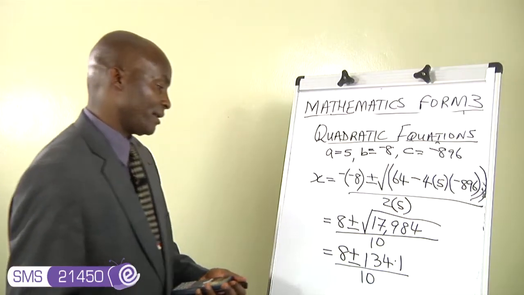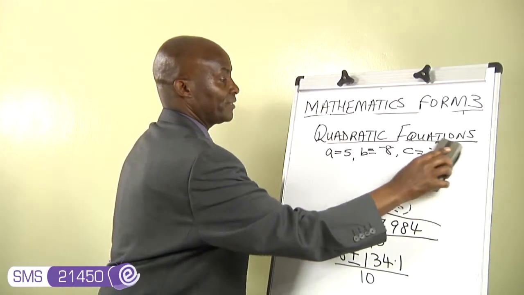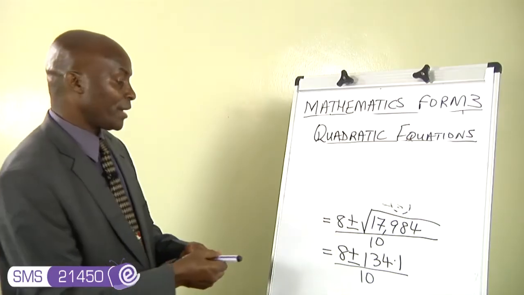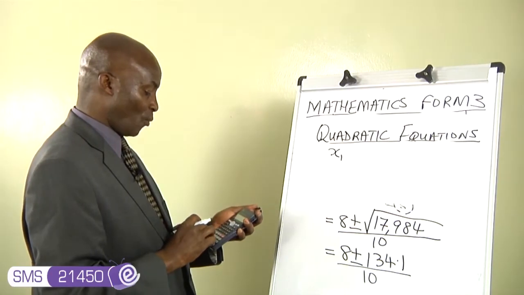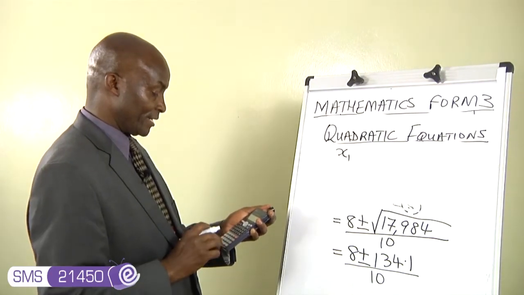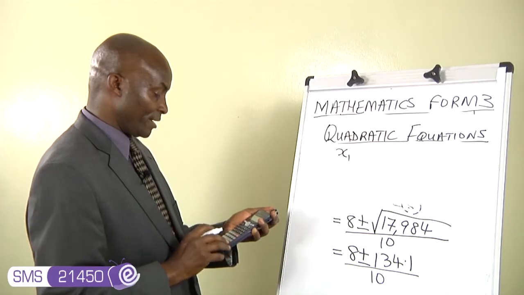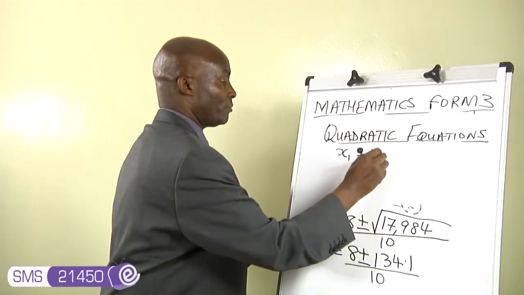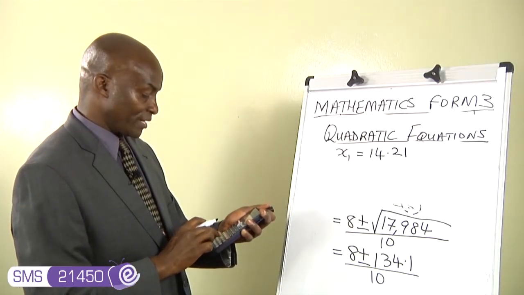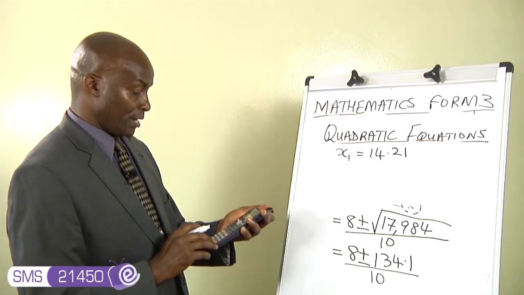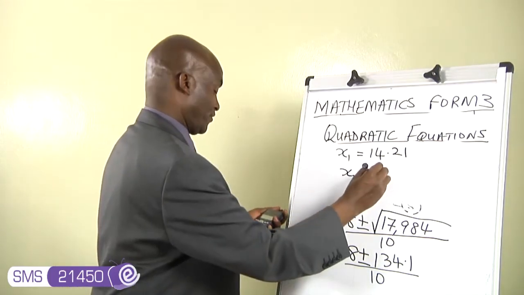Divide by 10. And so we will have two solutions, as we have had before. The first one is when we say plus. So x1 will be 134.1 plus 8. Then divide that by 10, which should give you 14.21. The next one will be 8 minus 134.1. Then divide that by 10, and this gives us negative 63.05.